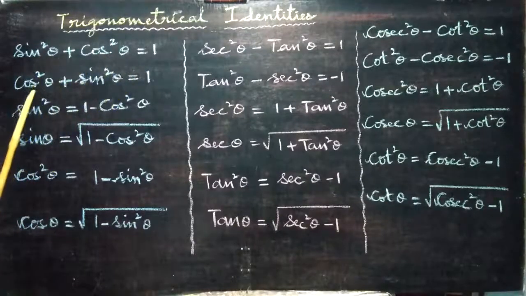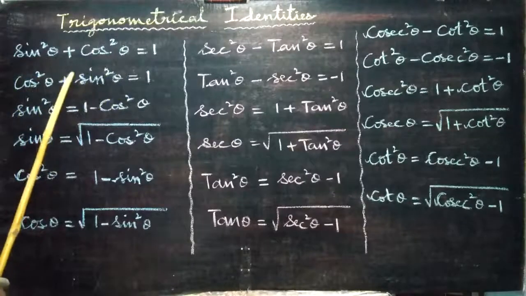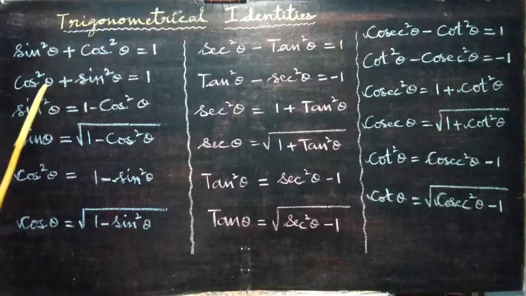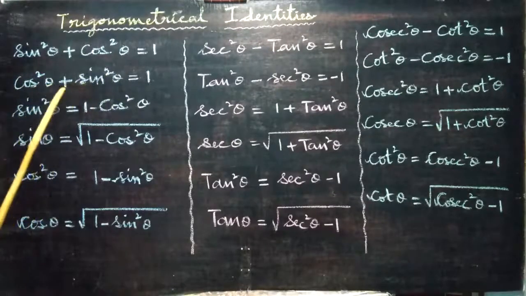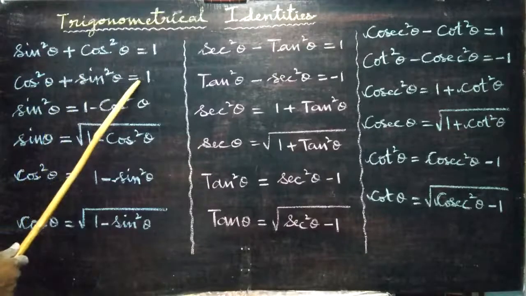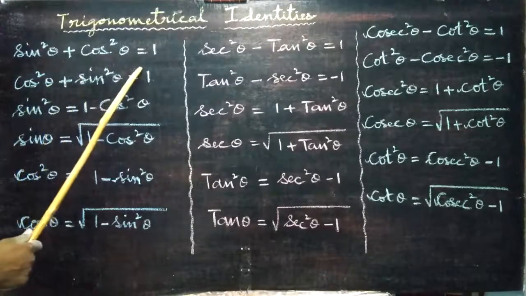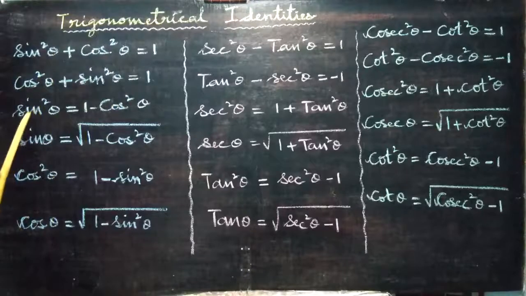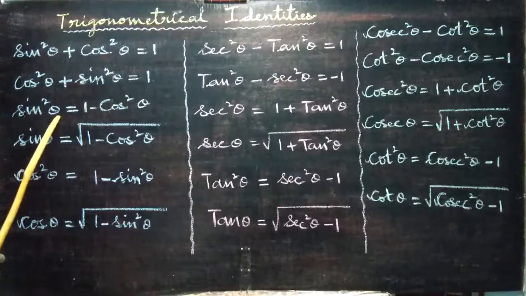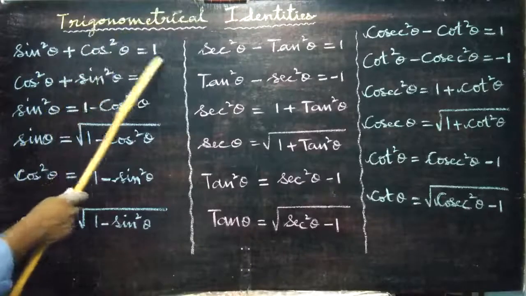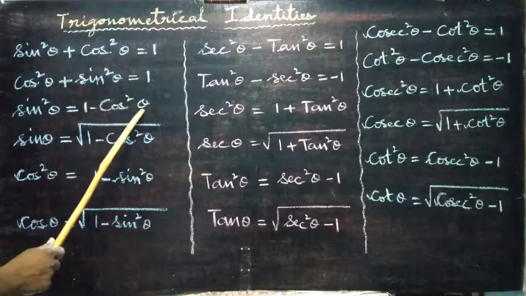Or cos square theta plus sin square theta, addition we can write either way. If you write it either way, one only will come. The same way, I kept sin square theta on the left hand side and took the other term from left to right. So sin square theta is 1 minus cos square theta.